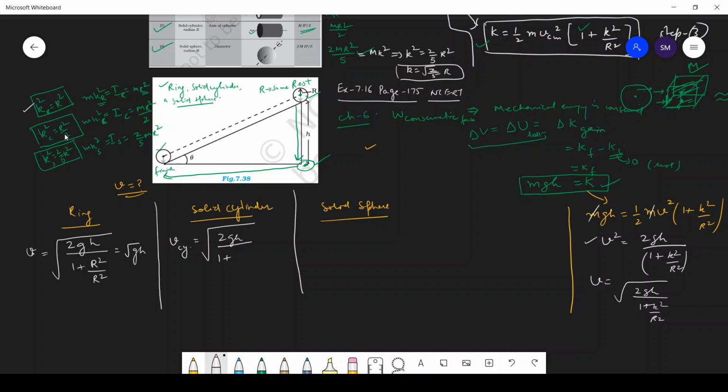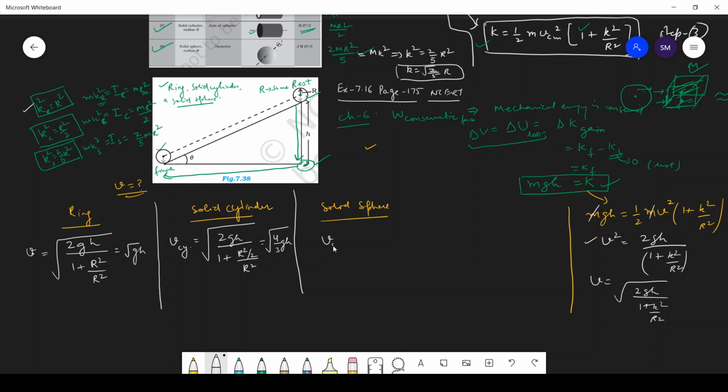So what's k square in case of solid cylinder? That's r square by 2. So r square by 2 divided by r square. So r square will cancel out, and this is 1 plus 1 by 2. So 1 plus 1 by 2 is 3 by 2, and reciprocal of 3 by 2 is 2 by 3. So 2 by 3 multiplied by 2gh. So 2 by 3 multiplied by 2 is 4 by 3. So 4 by 3 gh is your velocity squared of the cylinder when it reaches the ground.